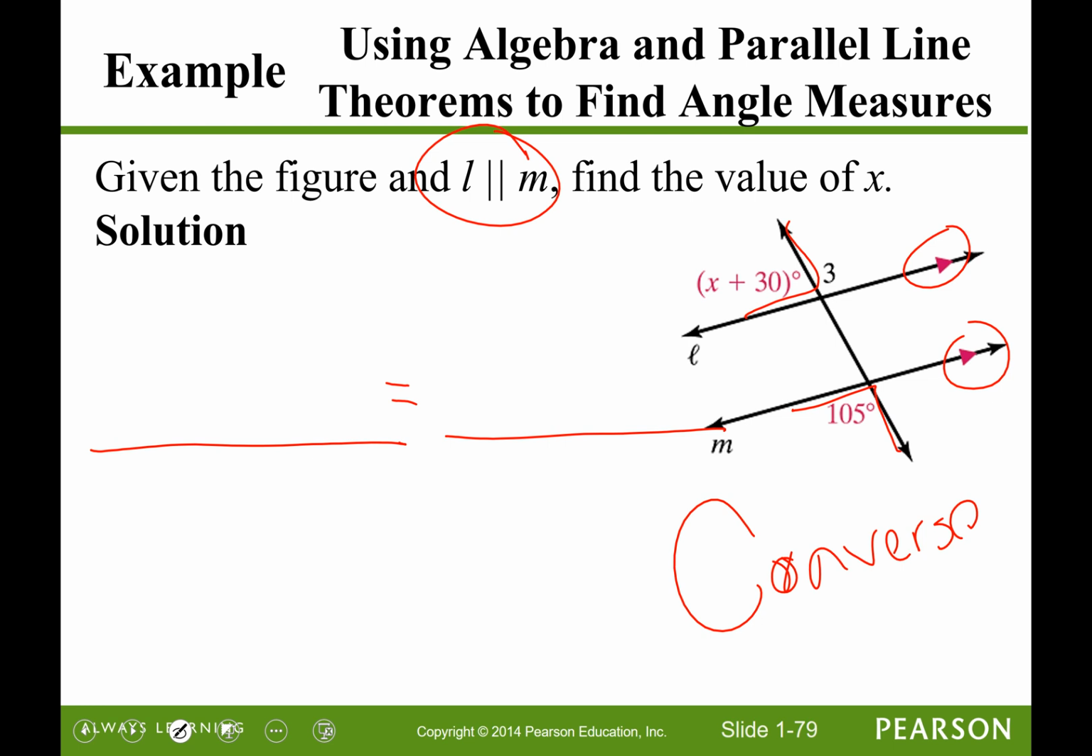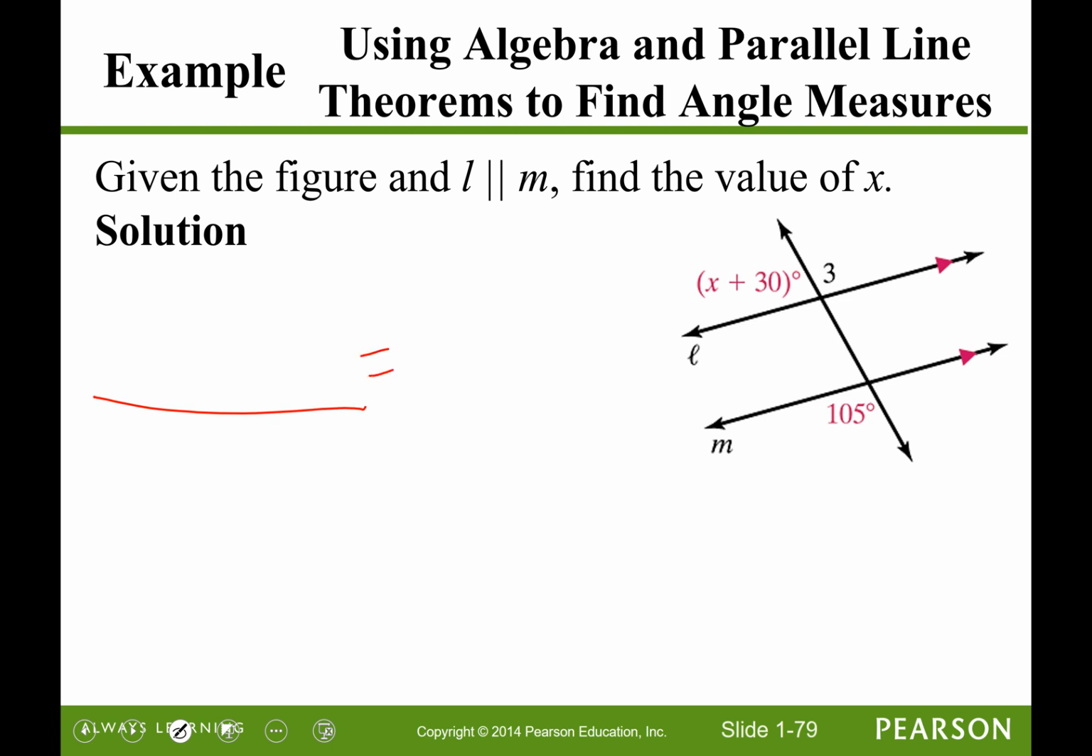But that's okay. We still know that they're either congruent or supplementary, because anytime you have two lines cut by a transversal, the 8 angles formed, 1, 2, 3, 4, 5, 6, 7, 8, are either congruent or supplementary. So we know the answer is either 105 or 75, because that would be the supplement. So how are we going to figure it out?